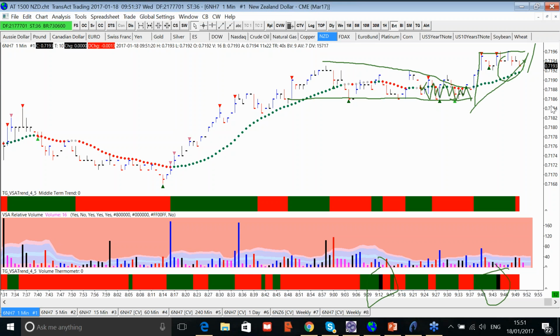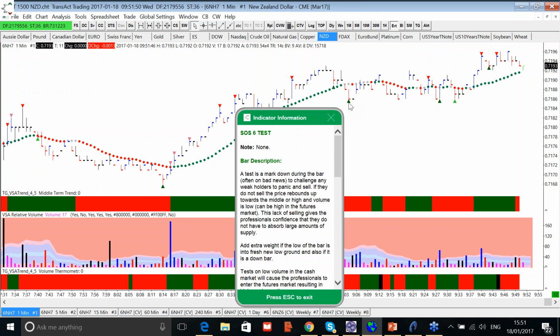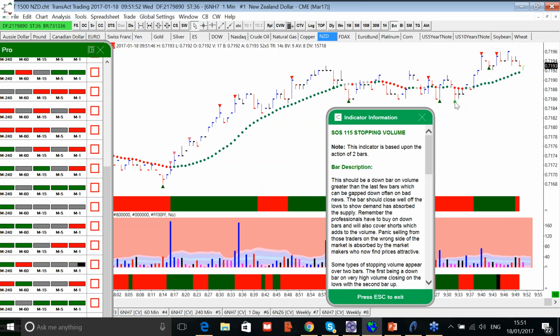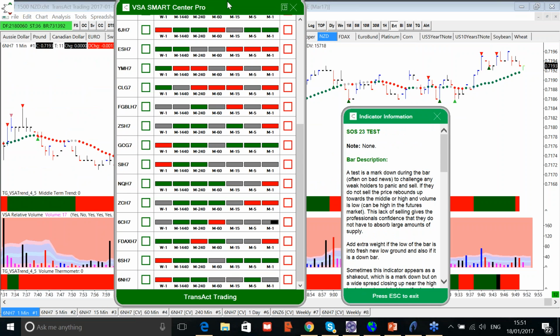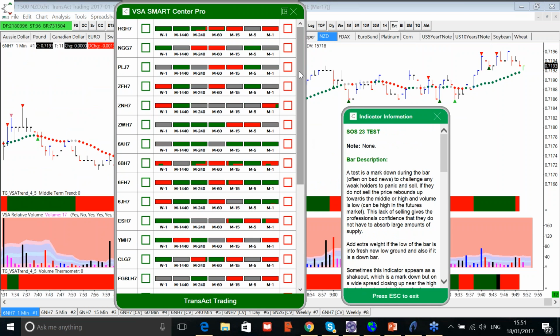Now they are far more powerful on a 15-minute chart or an hourly chart than they are on a 1 minute chart, but you can see where it's moved already today. You can see the strength on the down moves. You can see it's retraced. There's a test. There's stopping volume. Now we've had something happen here. Let's have a quick look.